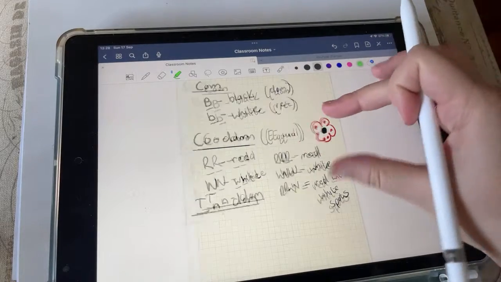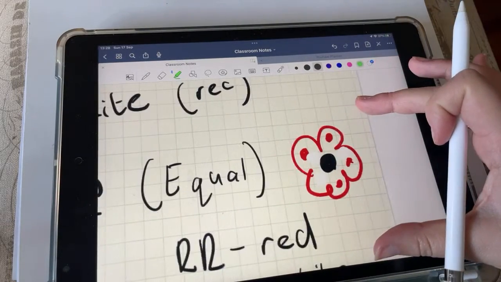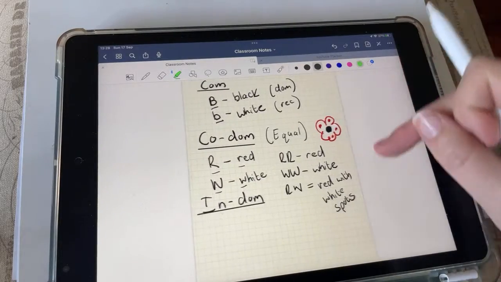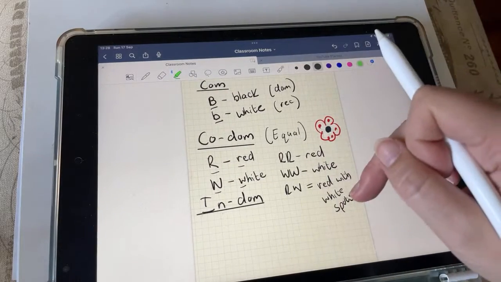You know what I mean? So if I zoom up on there, you can see my white spots on my red flower. It's a little bit hard to see. But that is when you have codominance, where they're equally dominant, right?